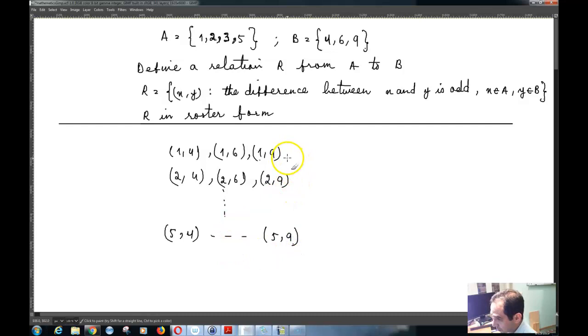Now over here the difference has to be odd, meaning that if the difference of two numbers has to be odd, those two numbers have to be, for example, let's try two odd numbers, for example 3 and 5. So 5 minus 3 is equal to 2. It's an even number.